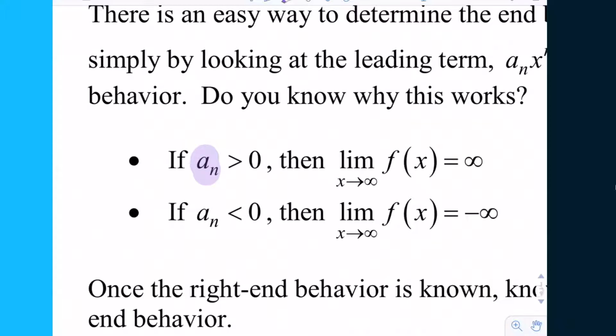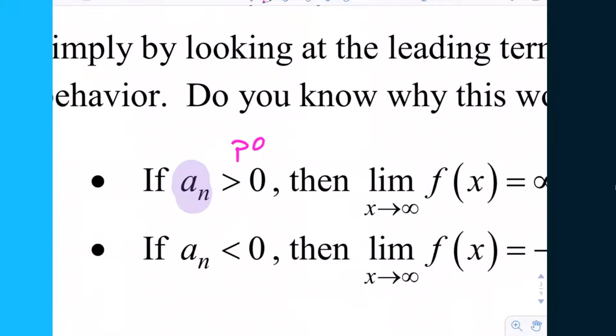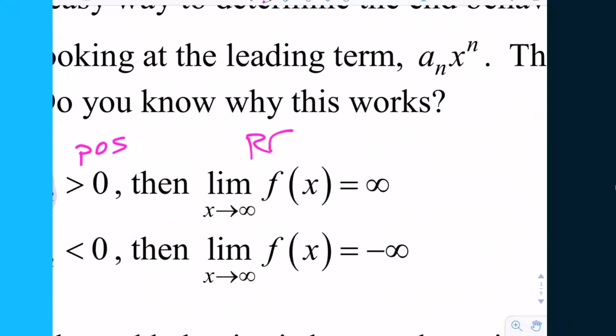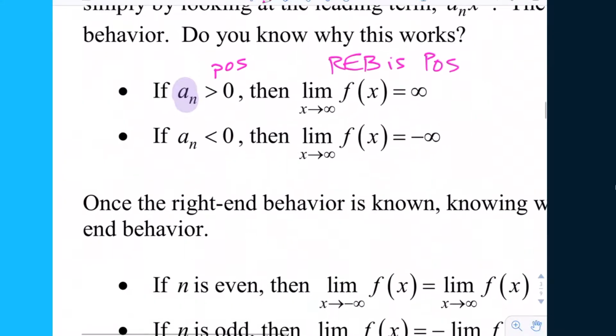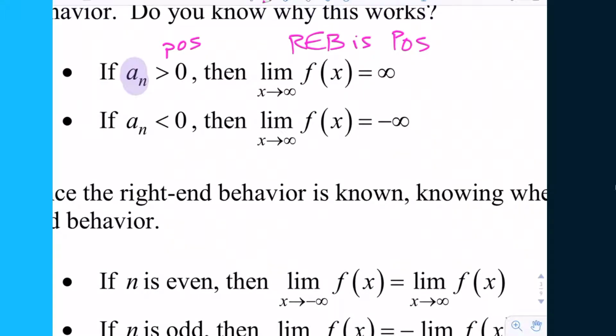It's the coefficient of the x with the largest degree, so that would be your leading coefficient, okay? If you simply look at the sign of the leading coefficient, if it's positive, that is greater than 0, then the limit as x goes to infinity is positive infinity. So if the leading coefficient is positive, then the right end behavior, the REB, is positive. And conversely, if the leading coefficient is less than 0, negative, then the right end behavior is negative.